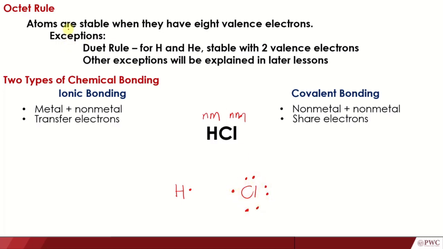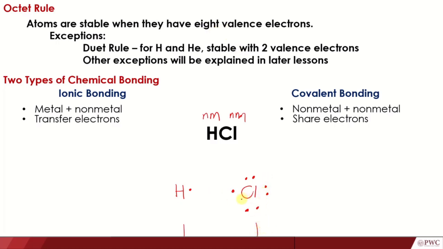Again, atoms are stable when they have 8 valence electrons, except for hydrogen. Hydrogen is stable with 2 valence electrons only. It has 1 for now, so in this case, it needs 1 more valence electron. Then for Cl, it has 1, 2, 3, 4, 5, 6, 7. Again, it wants to have 8 valence electrons, so right now, it needs 1 more valence electron.